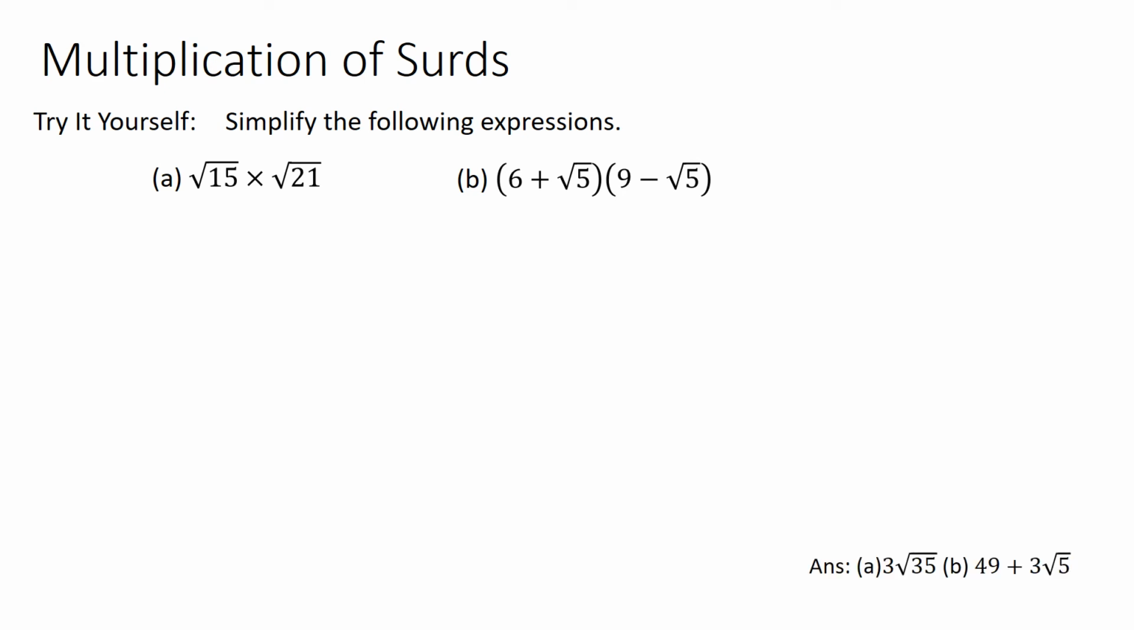The answer for A is 3 surd 35. For B is 49 plus 3 surd 5. Do you get the answer correctly?